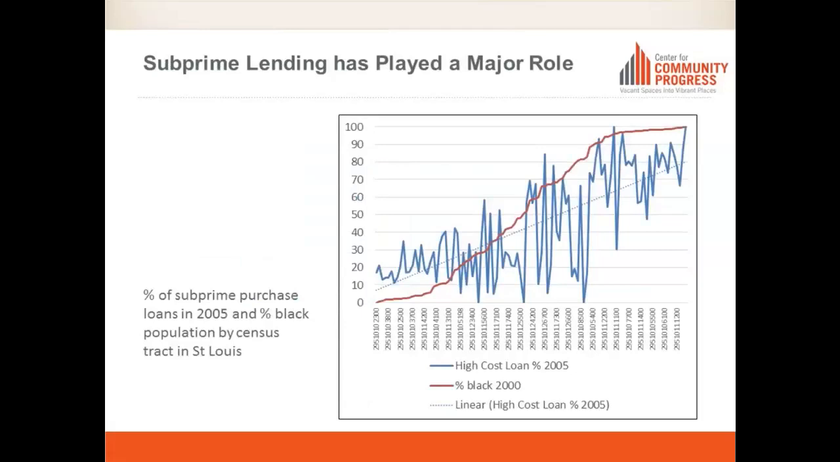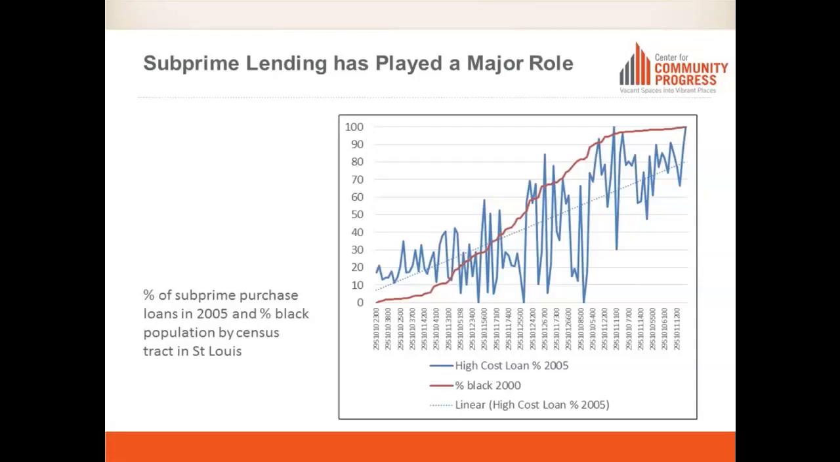And in my study of St. Louis, I saw this loud and clear. As the slide indicates, there was a direct and powerful correlation in St. Louis, and we know this is true elsewhere, between the amount of subprime lending and the racial composition of the neighborhood. African American and Latino neighborhoods were singled out and targeted by subprime lenders.